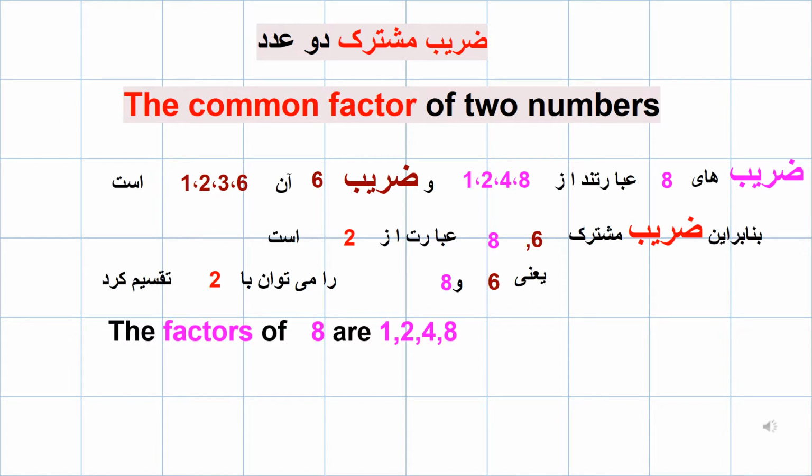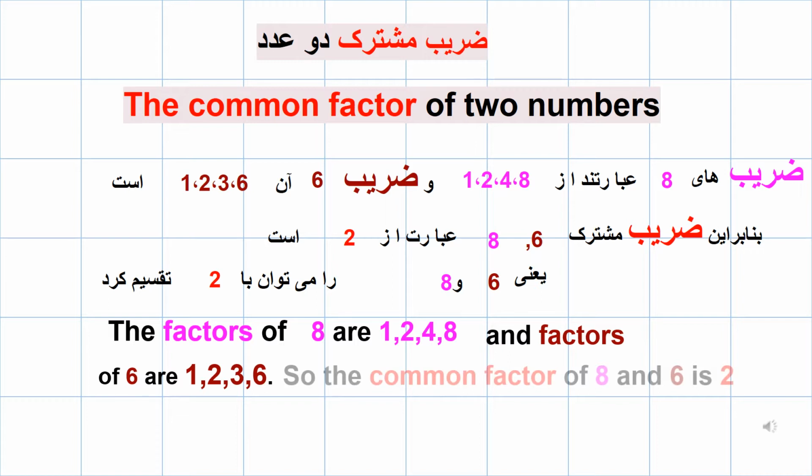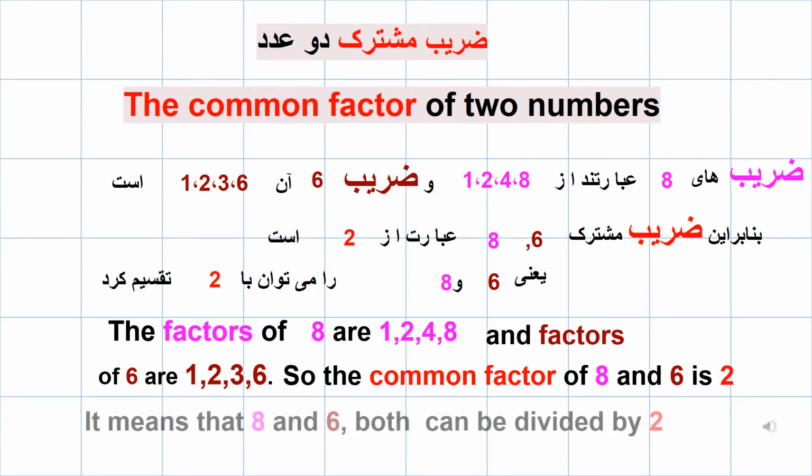Thus the factors of 8 are 1, 2, 4 and 8, and the factors of 6 are 1, 2, 3 and 6. If you take a look at these two groups of factors of 8 and 6, the number 2 is common in both groups. 2 is the common factor of 8 and 6. It also means we can divide both 8 and 6 by the number 2. 6 and 8 are both divisible by 2.